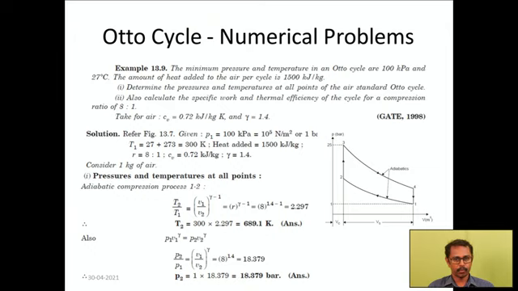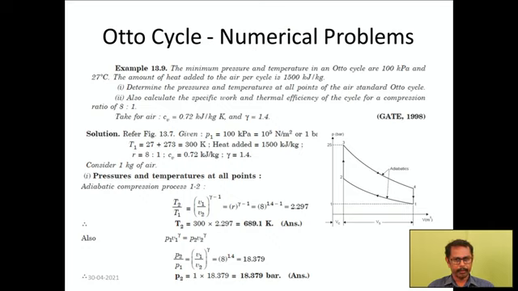of the air standard Otto cycle, and we are going to calculate the specific work and the thermal efficiency of the cycle for a compression ratio of 8:1. And in this problem, we have to assume the Cv value is equal to 0.78 kilojoules per kilogram Kelvin and specific heat ratio is 1.4. From this problem, we will be able to write the given data.